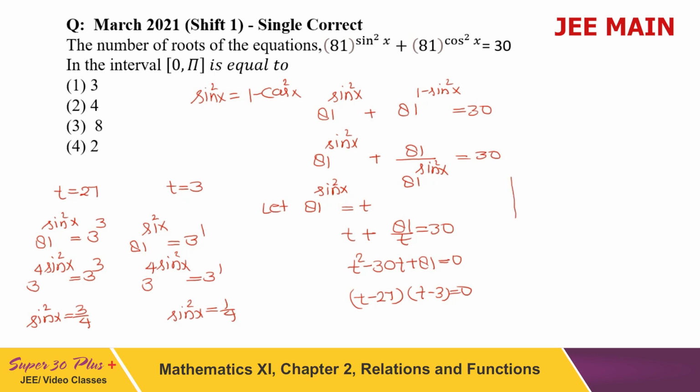We have to find the roots in the interval 0 to pi. As we know, the graph of sin square x in the interval 0 to pi is like this. It is 0 to pi interval. Now sin square x will become 3 by 4, let this be the 3 by 4 line. And sin square x is equal to 1 by 4, let it be the 1 by 4 line. As we see here, the graph of y equals 1 by 4 and y equals 3 by 4 cuts the graph of y equals sin square x at 4 points. That's why you can say the number of solutions of the equation in the interval 0 to pi are 4.